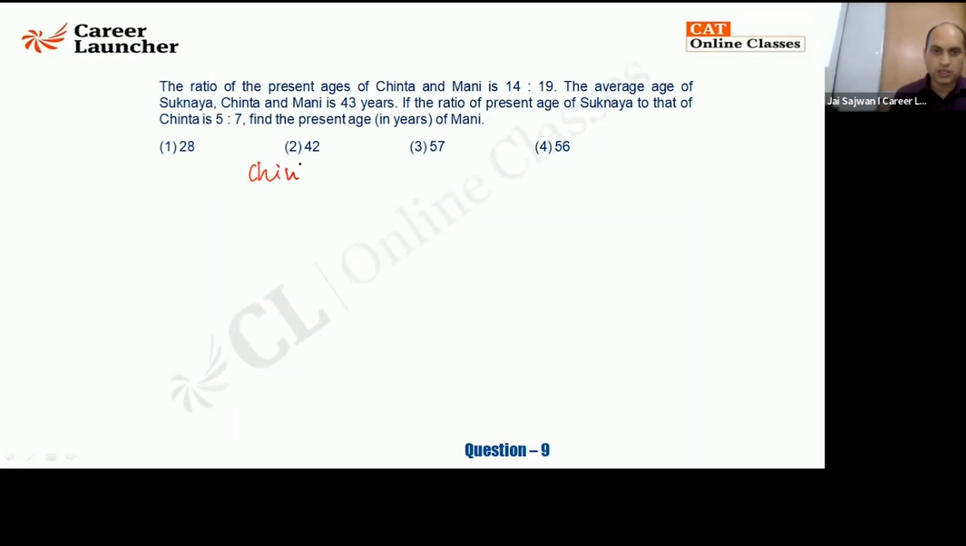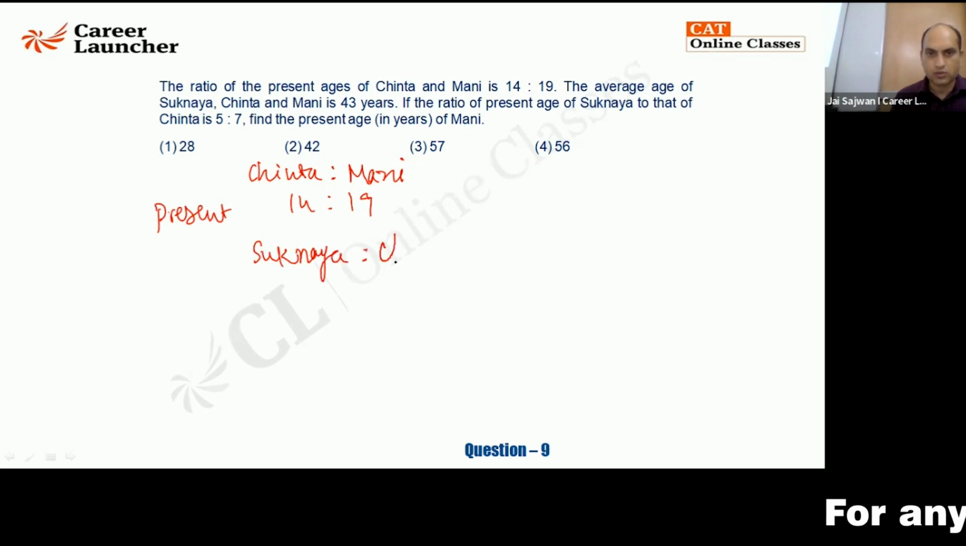Age of Chinta, money is 14:19. These are the present ages. The average age of Sukanya, Chinta, and money.